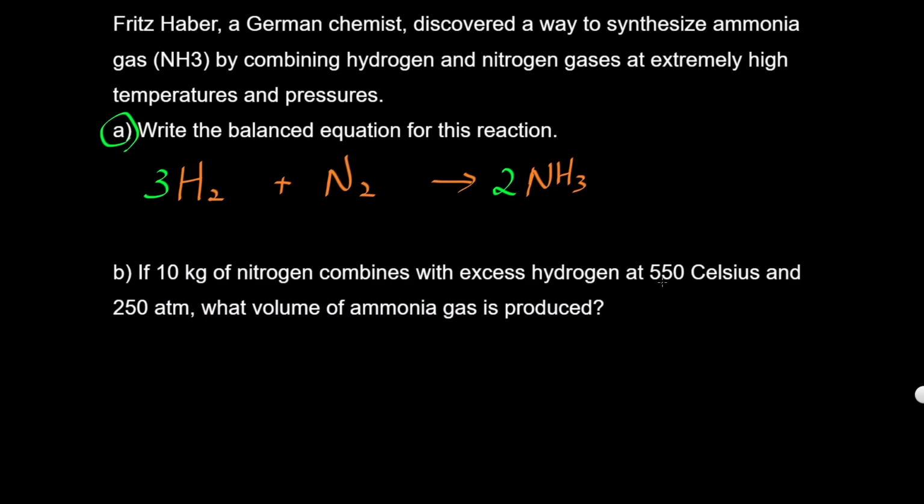We got 10 kg of nitrogen combines with excess hydrogen. So we know the hydrogen is in excess, meaning the 10 kilograms of nitrogen is the limiting reactant. Let me move everything up a little bit.